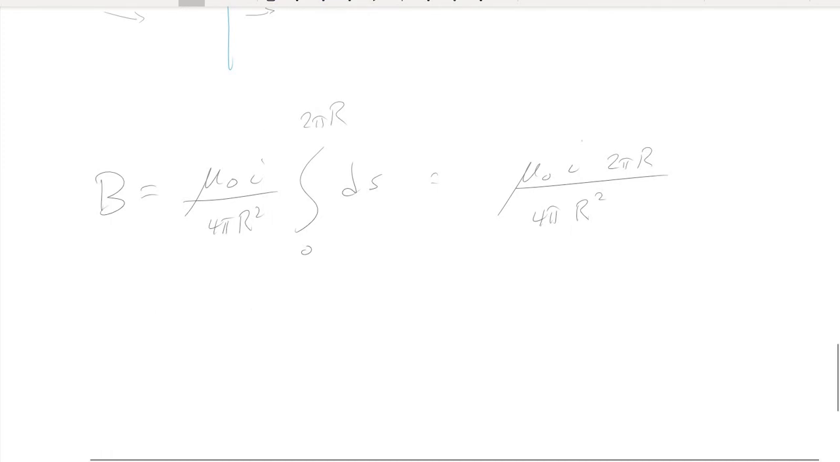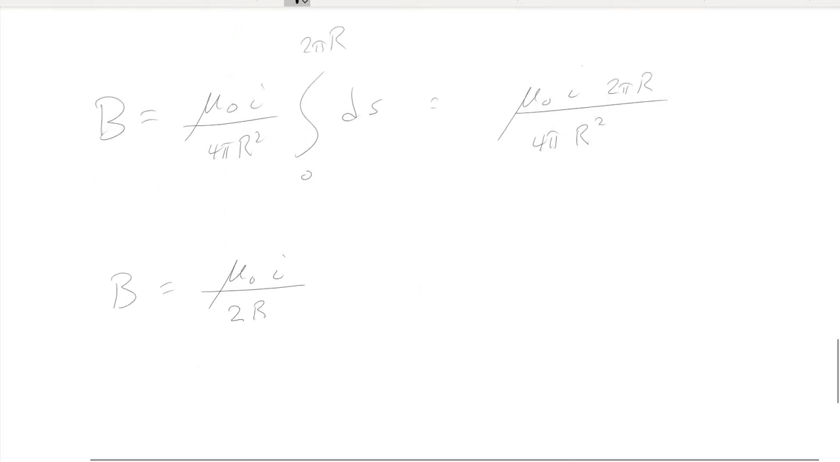Now, your first instinct with this outcome should be to go through and start canceling out terms where you can. And if we do that, we will get mu naught I over, let's see, 2 pi and r. Those are all going to cancel out, and it'll leave us with just 2r on the bottom. And so this is the magnitude of the magnetic field that points through the center of that current carrying wire.